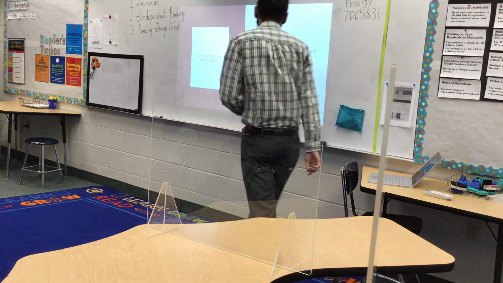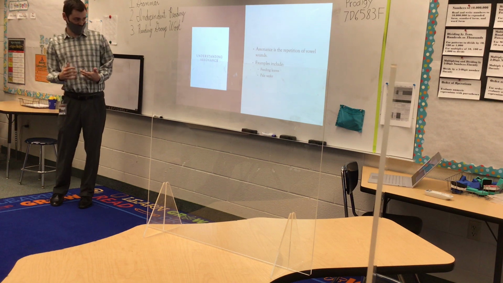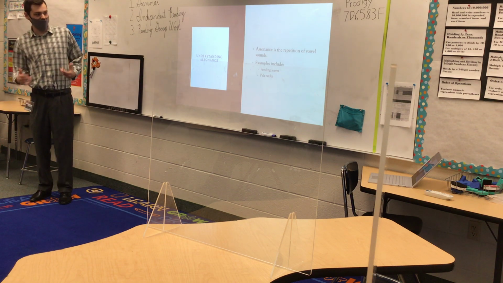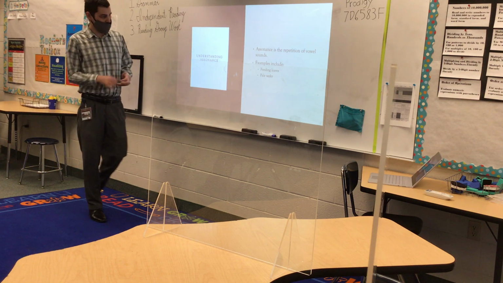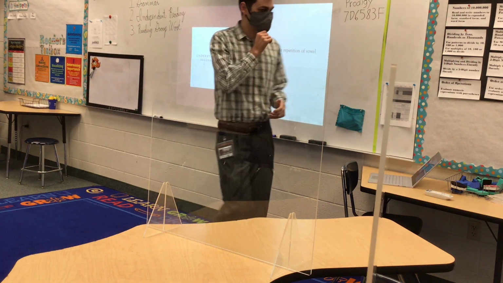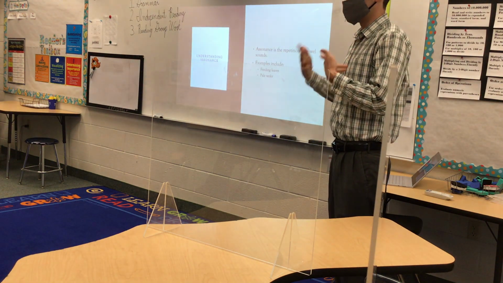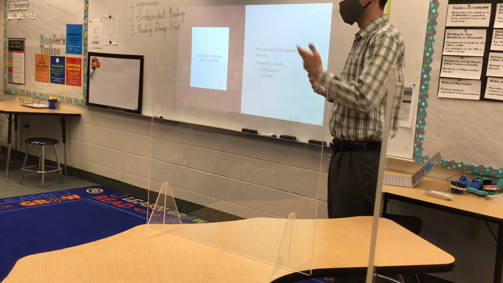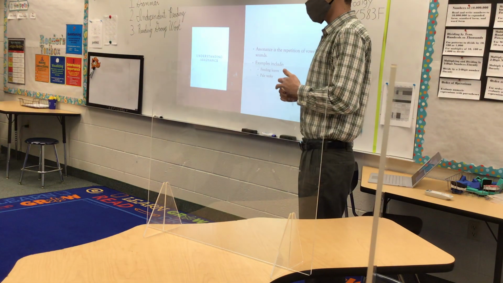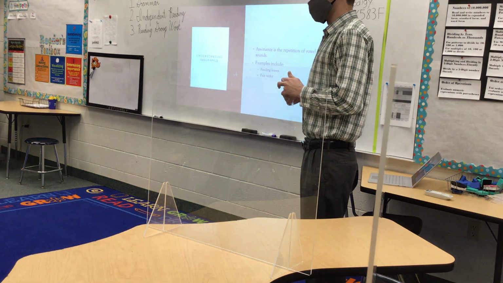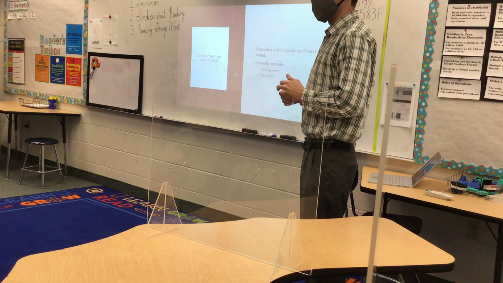Assonance is the repetition of vowel sounds. Examples include feeding leaves, pale wafer. So where's the repetition there? Can anyone find the repetition for feeding leaves? What's the sound that's being repeated? Zoe? In feeding leaves, it has the E in feeding and leaves. There you go.